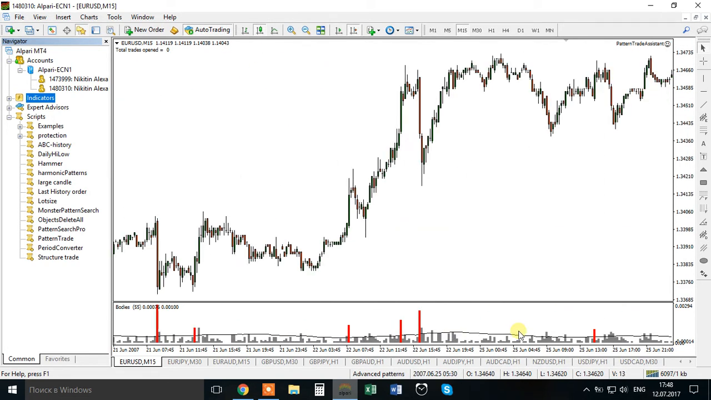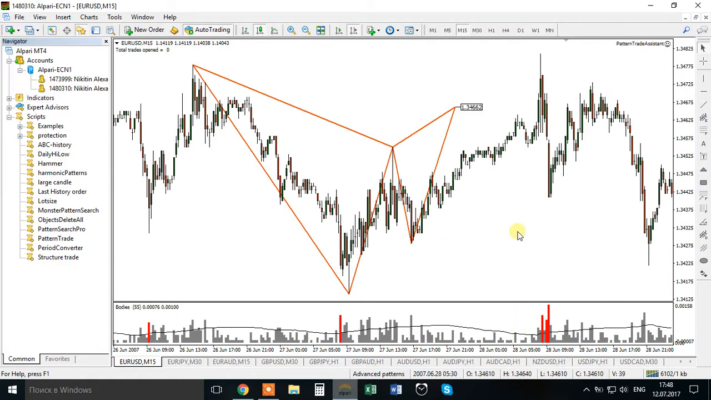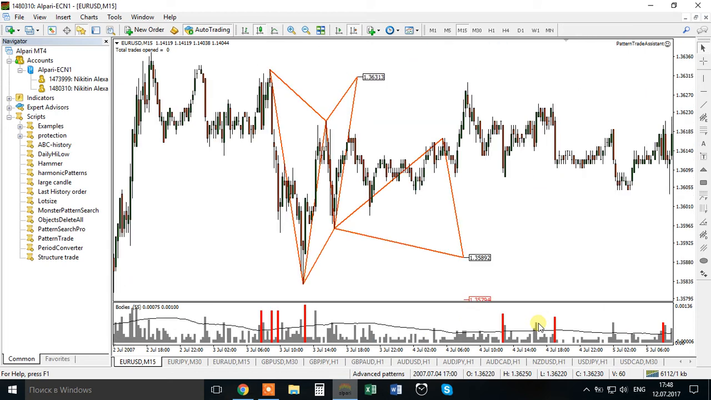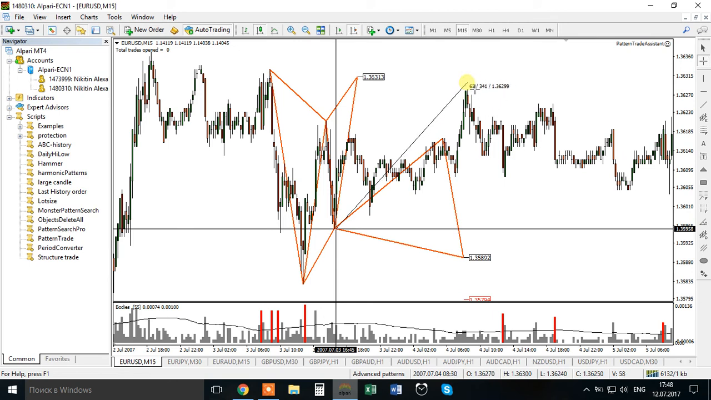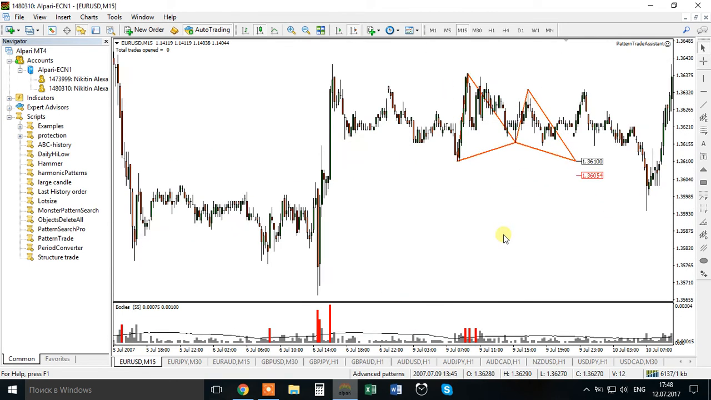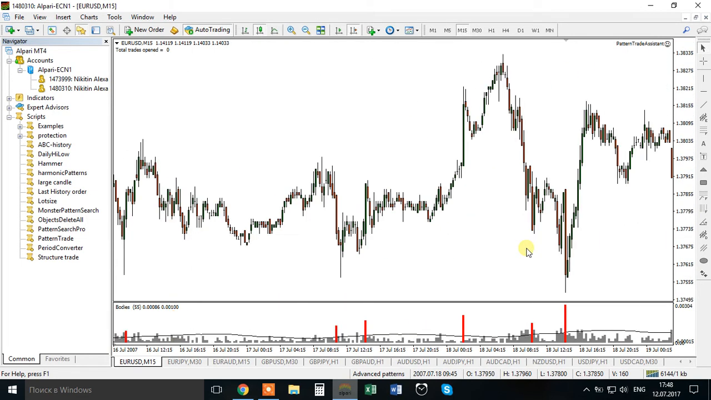Okay, so the rule says avoid those patterns that have large extreme expansion bars within the CD leg. So here we don't have any. This is the C point, this is the D point. Actually it is here, yes, but it wasn't triggered. Let's go somewhere else. We don't have any here.